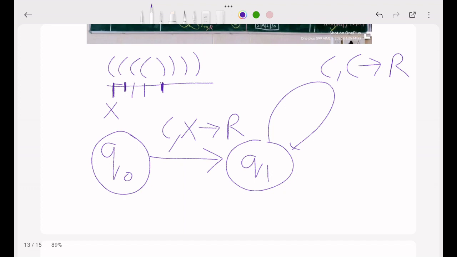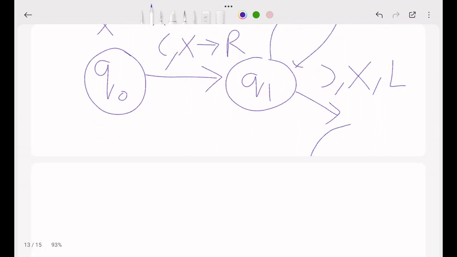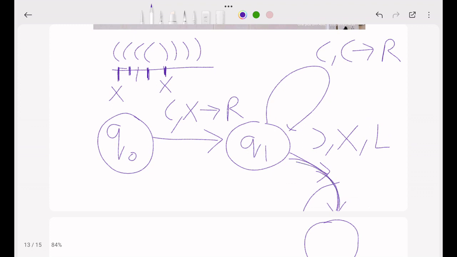I am at this position. Once this position is coming, means this parenthesis is coming, then this is replaced by x and move left, replaced by x and move left. Now I am here. So once you are here, I am writing this here, because there is no space. Actually this is going here. Now I am writing this transaction here.